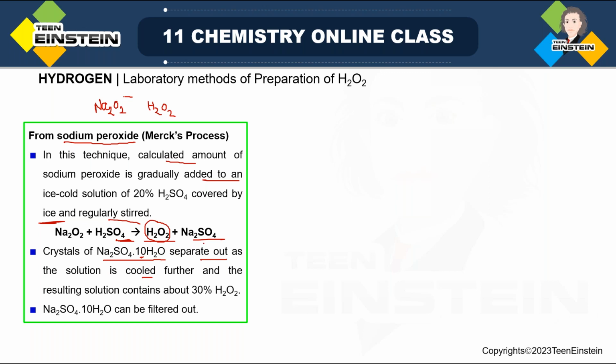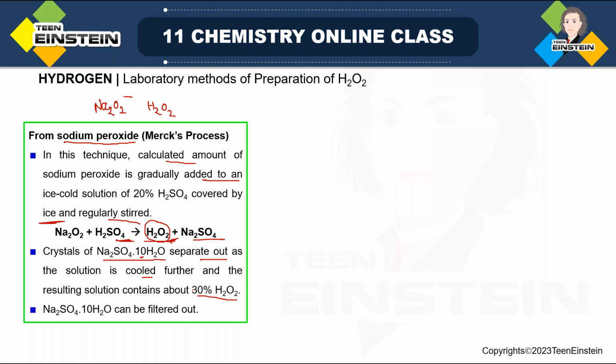Na2SO4 is well soluble in water. So gradually when the temperature is decreased and the solution is cooled, its solubility will decrease, and you can see the crystals coming out. And when the crystals are coming out, that means the remaining clear solution is basically H2O2, and this is 30% H2O2.